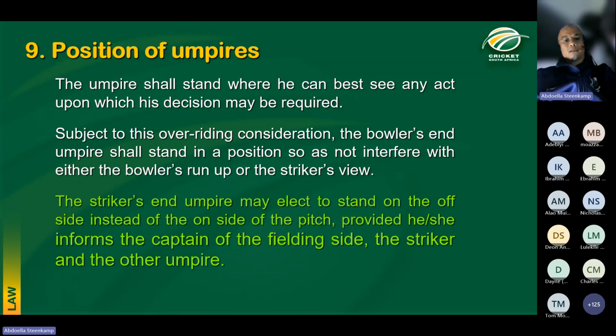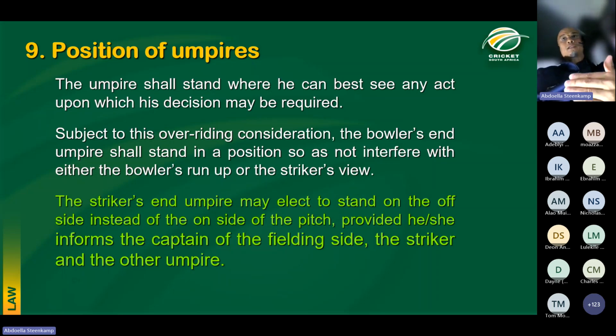What about the striker's end umpire? Here the law tells us that the striker's end umpire stands on the onside of the batter. Whether it's a right-handed batter or a left-handed batter, the umpire needs to stand on the onside. So if there is a change of striker, let's say on the first ball of the over a right-handed batter is facing and takes a single, now for the second ball of the over a left-handed batter is facing.